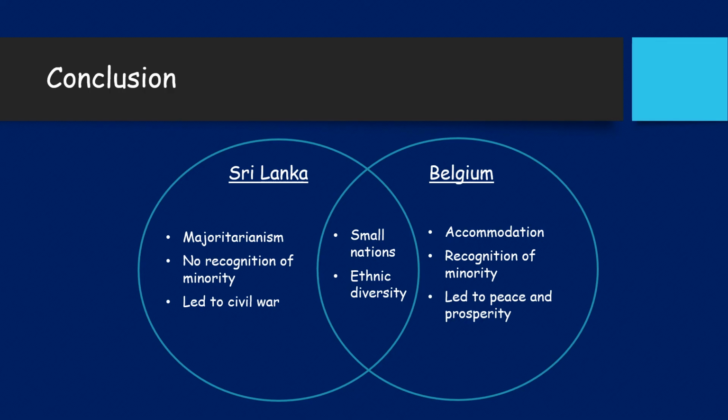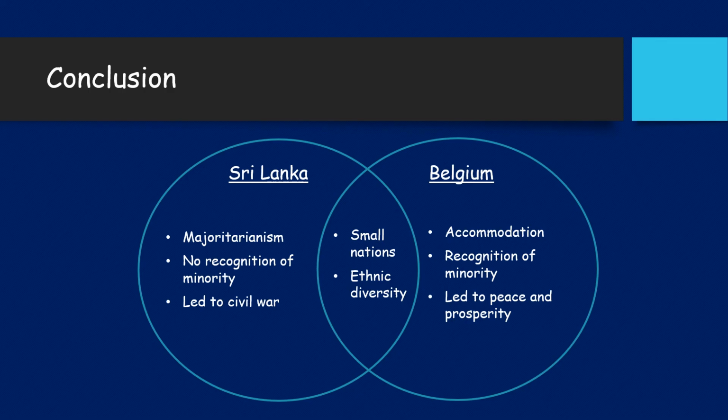Conclusion. Now, how do we conclude both these case studies? Very simple, children, to understand. Sri Lanka, elected government, it followed majoritarianism. It tried to dominate the minority. It made them unhappy. That is why there was a civil war-like condition. They did not recognize the minority actually.